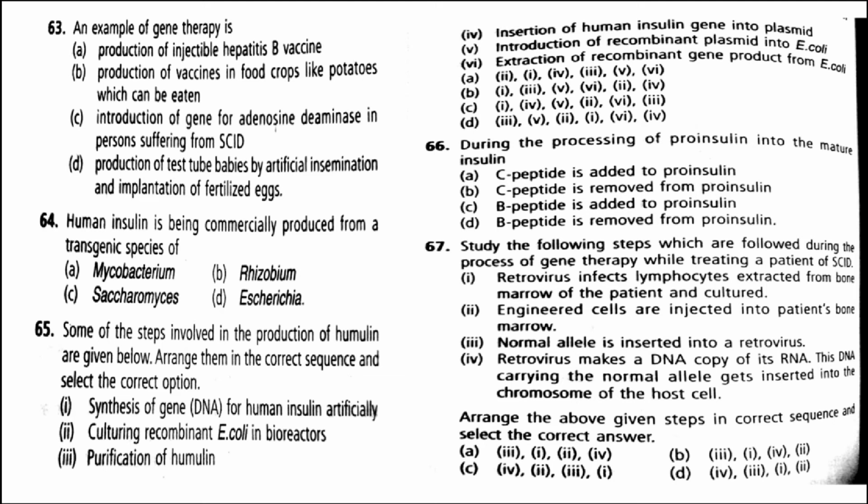Next, study the following steps which are followed during the process of gene therapy while treating a patient of SCID. 1. Retrovirus infects lymphocytes extracted from bone marrow of the patient and cultured. 2. Engineered cells are injected into patient's bone marrow. 3. Normal allele is inserted into a retrovirus. 4. Retrovirus makes a DNA copy of its RNA. This DNA carrying the normal allele gets inserted into the chromosome of the host cell. Arrange the above given steps in correct sequence and select the correct answer. And the answer is option B.